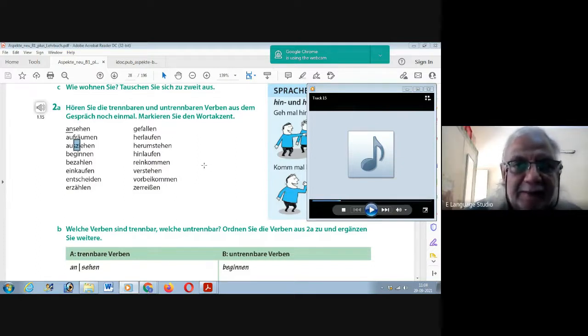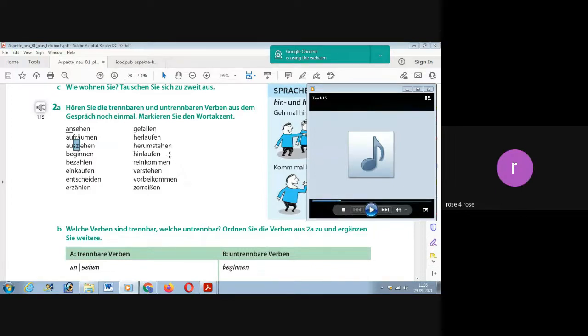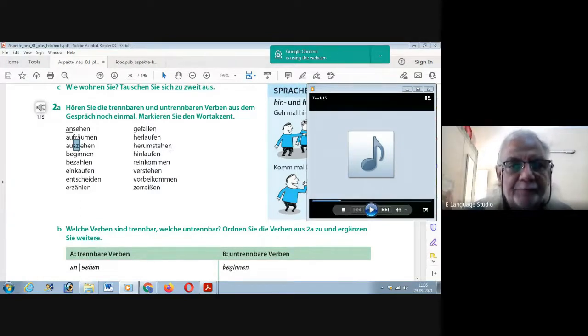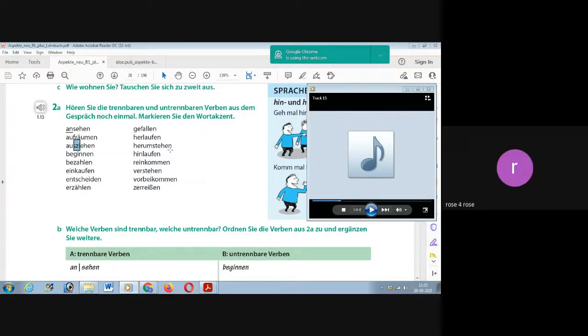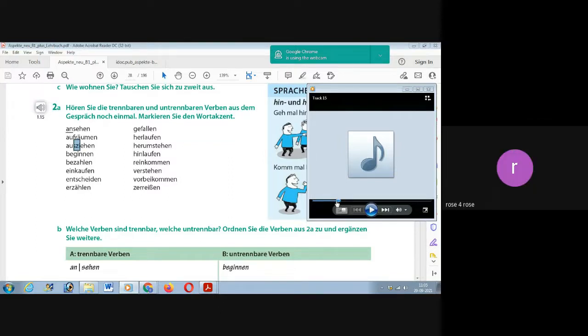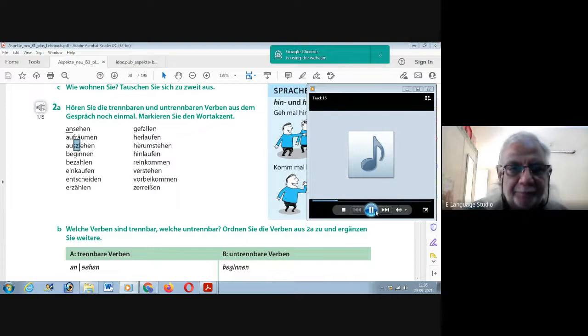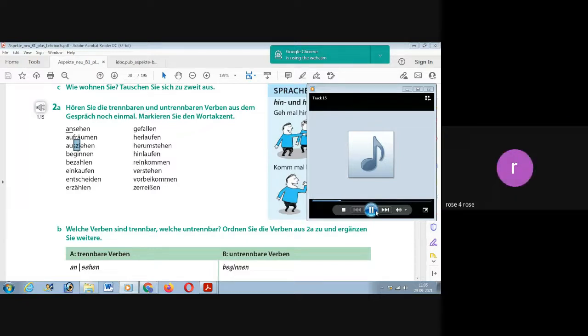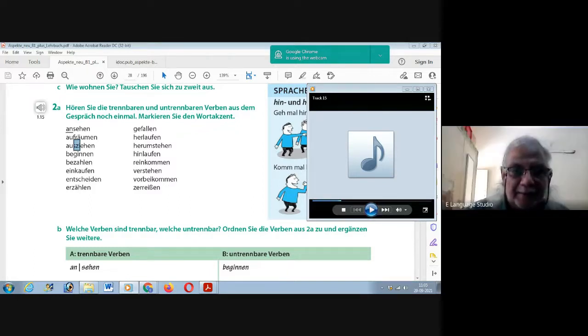There is a zeit and there is a seit. Seit is a preposition mit dem Dativ. Und Zeit ist ein Nomen, ein Substantiv, meaning time, die Zeit. So our pronunciation has to be very, very clear. Ganz kurz noch einmal und dann weiter. Ausziehen. Yeah? Okay, what about the next one?